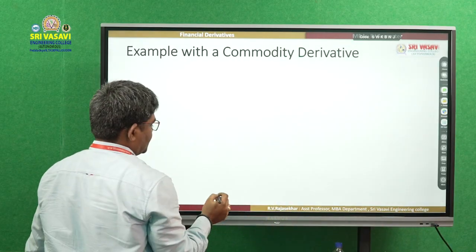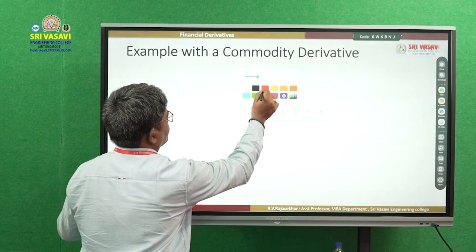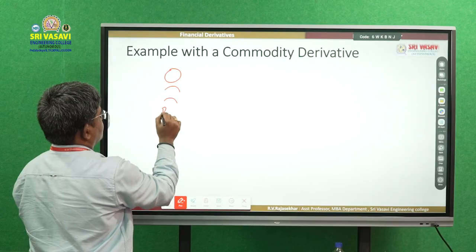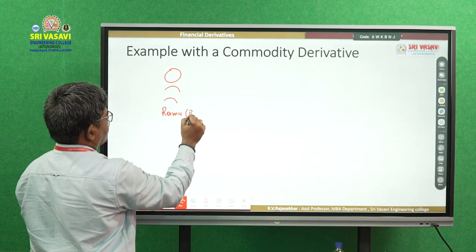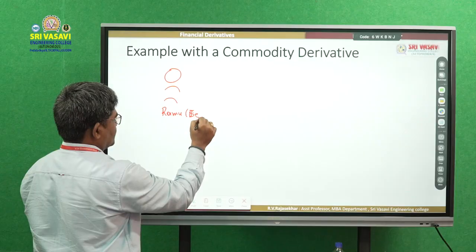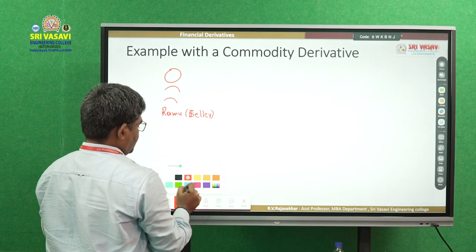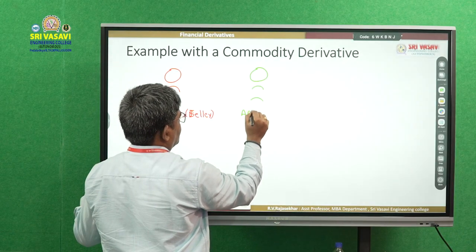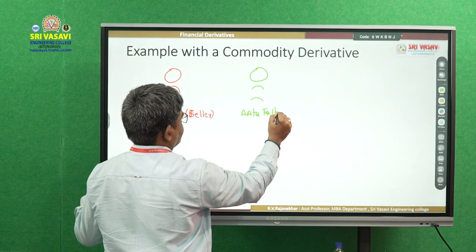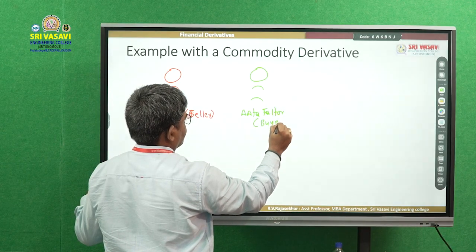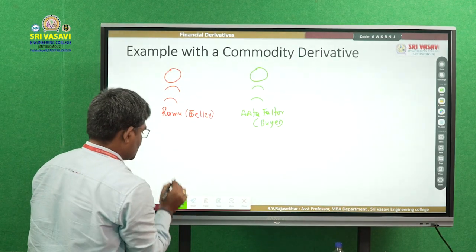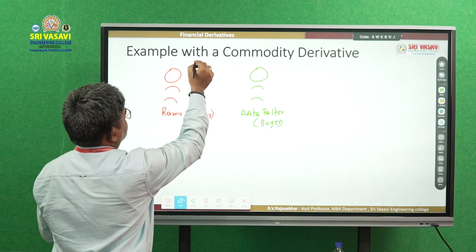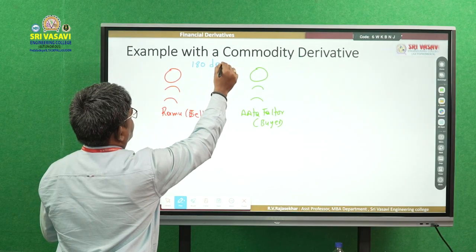Contract terms, two parties. The first party is Ramu. Who is Ramu? Ramu is a seller of wheat. Then we have one more party, the atta company, the atta factory, which is a buyer. What are the contract terms? Let me specify them. Here the period means 180 days. The contract is for 180 days.